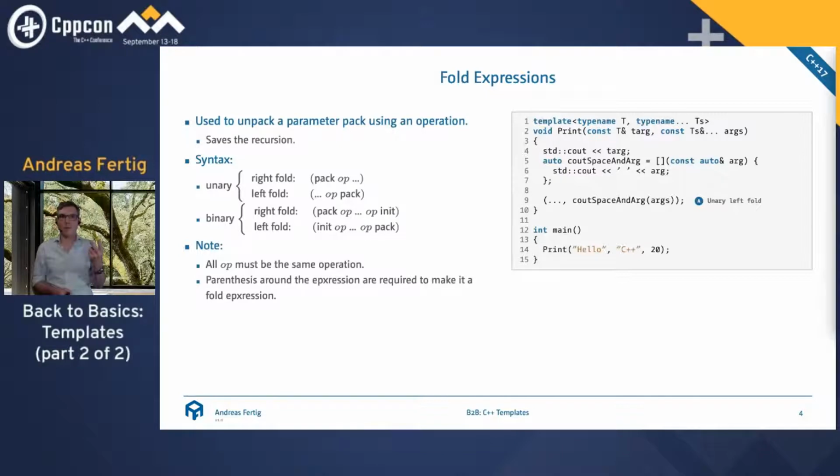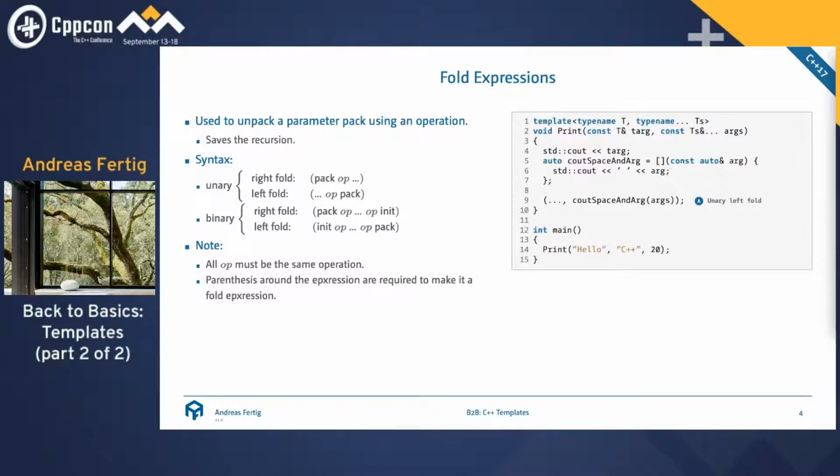And now I can use this lambda and apply it to my pack. I do this in line number 9 at A here. So I say dot dot dot, comma, cout space and arg, and pass args to it. This time we do not have to say args dot dot dot because we put the dots in front. So we are talking about a unary left fold here. And this helps me to apply the cout and arg operation to each element in the pack.